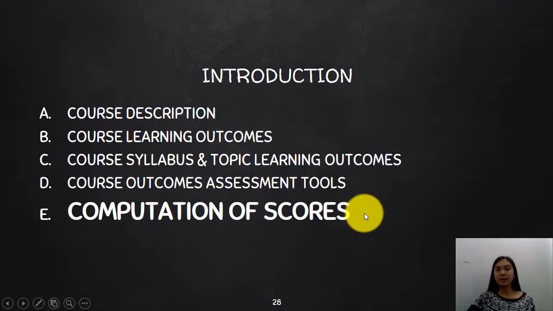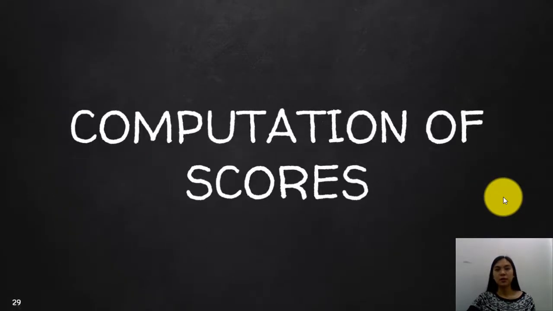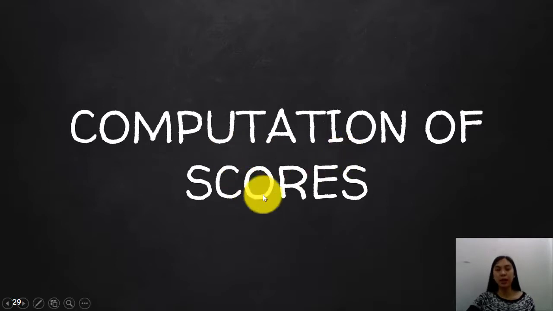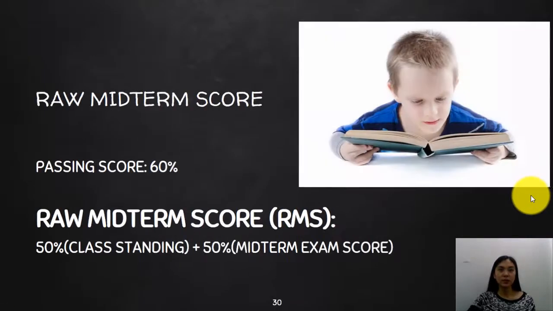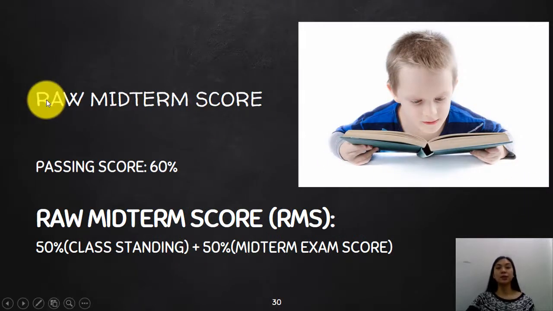So lastly is the computation of your scores. I believe you already know how to compute your scores or grades. Let me just refresh your memory on how it is computed. So first up is your raw midterm score or your RMS, wherein it consists of your 50% class standing plus 50% of your midterm exam score.